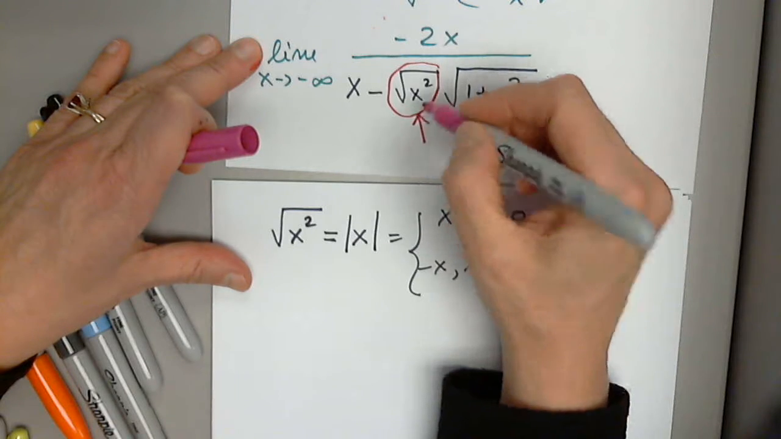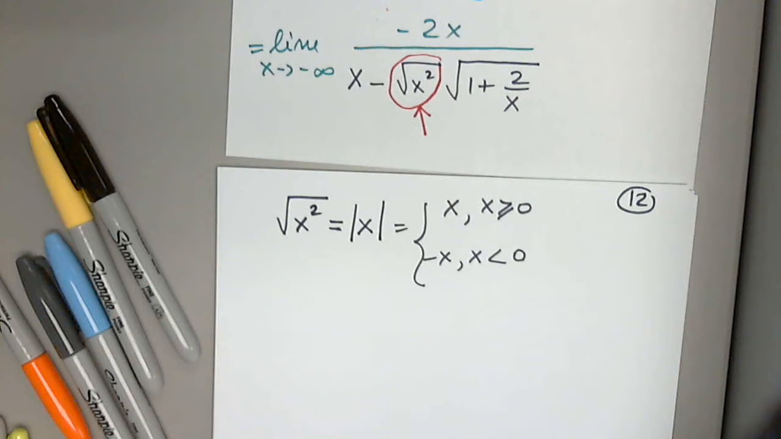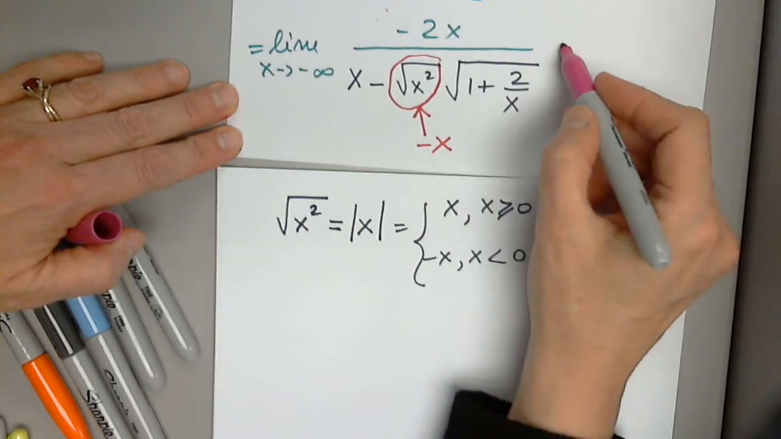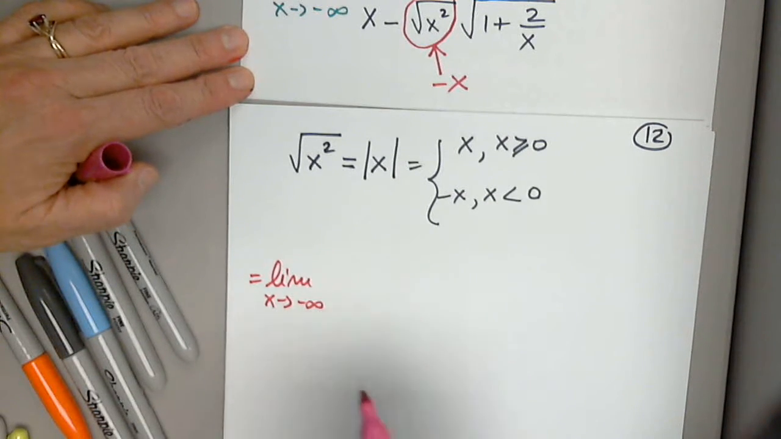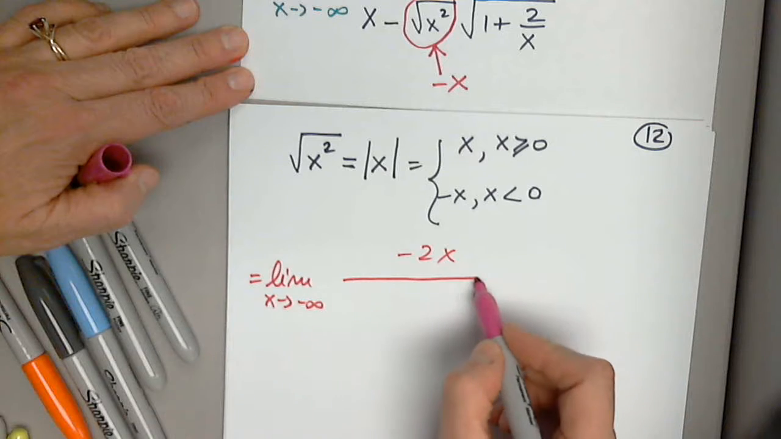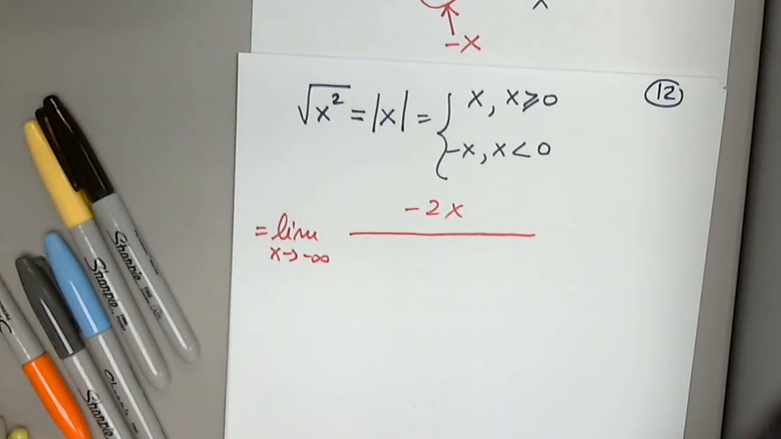When I write it one more time, do I replace it by positive x or do I replace it by negative x? That's the key. Why negative? Because x approaches negative infinity. Awesome. Well done. So then, we have limit as x approaches negative infinity, negative 2x. Can anyone dictate the denominator?